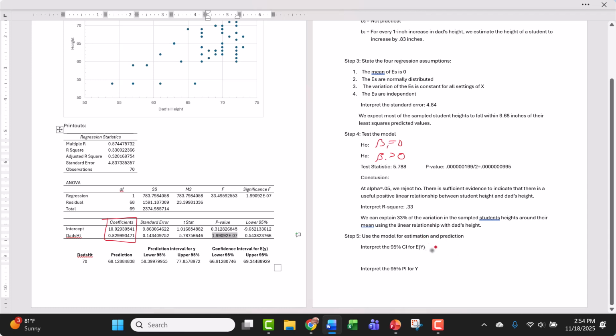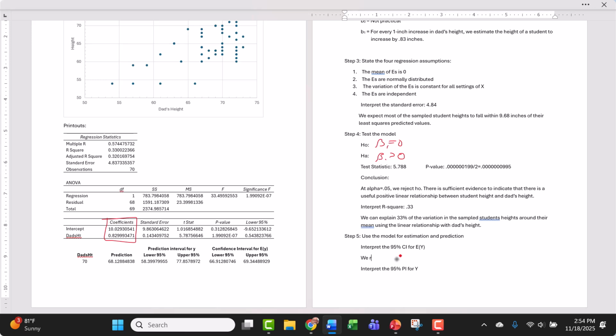Now, step 5, we're going to use the model for estimation and prediction. So we are 95% confident that both the prediction interval and the confidence interval for E of Y, that's typically how I say it, and the prediction interval for Y, both start the same way. We're 95% confident that. And now the easier one typically is the Y.